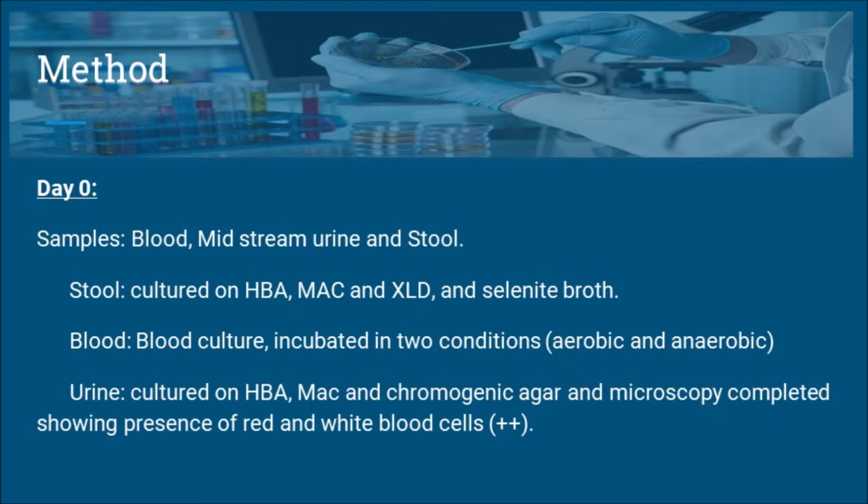A midstream urine sample was cultured on horse blood agar, MacConkey, and orientation chromogenic agar, and microscopy was completed. The microscopy indicated the presence of red and white blood cells, as well as epithelial cells at less than 10 times 10 to the power of 6 per litre. The lack of epithelial cells indicates a good quality sample.